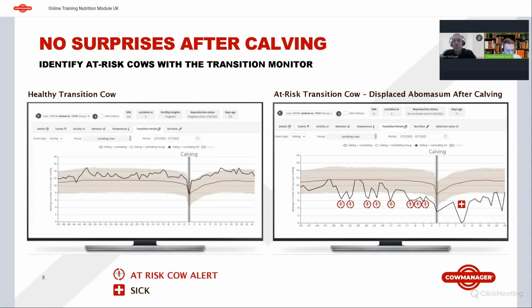So long story short, what happens with these cows, and why do these cows that get these transition alerts eat and secondarily ruminate less before calving? The reason for that is because they are already in a state of inflammation.